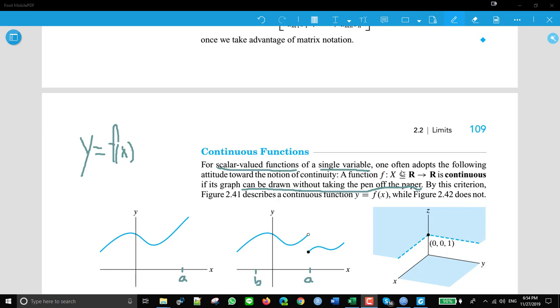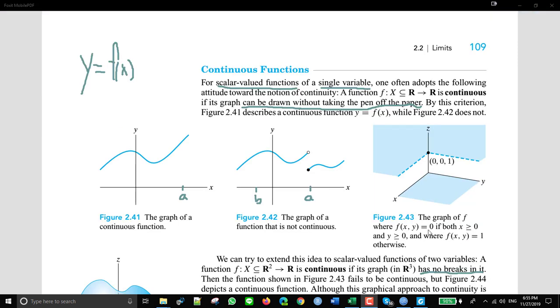So she says here a function from R to R is continuous if its graph can be drawn without taking the pen off the paper. So we can't draw this graph without taking the pen off the paper, so we say it's not continuous, whereas this one we could draw without taking the pen off the paper. Now what about this one?